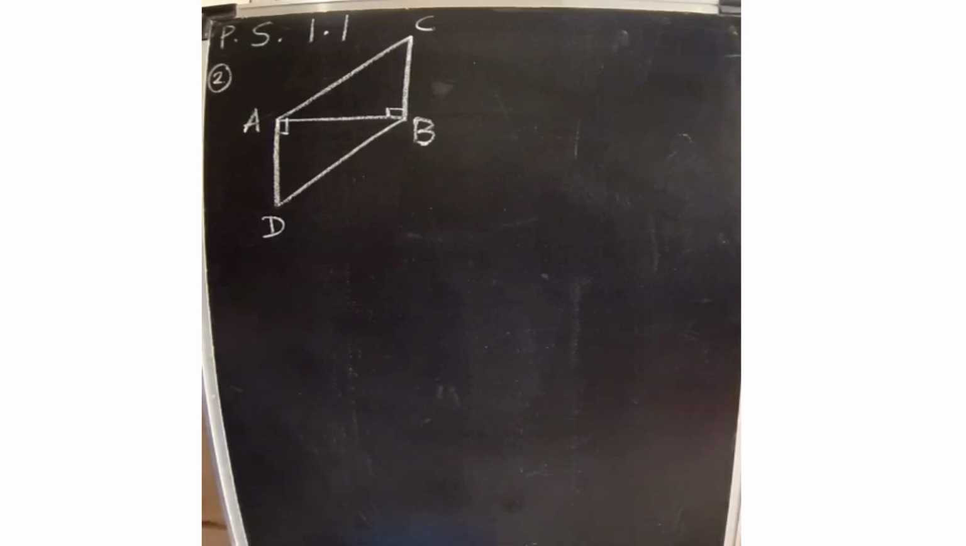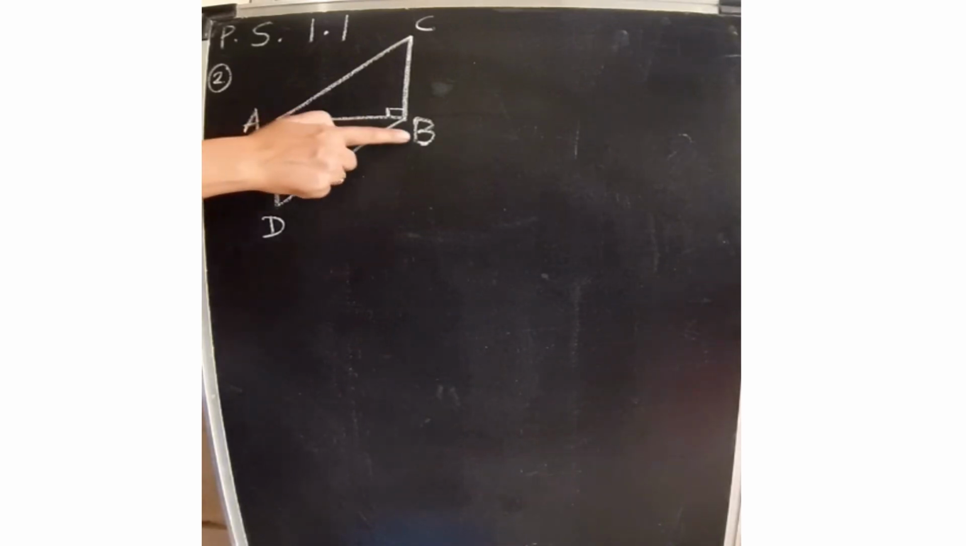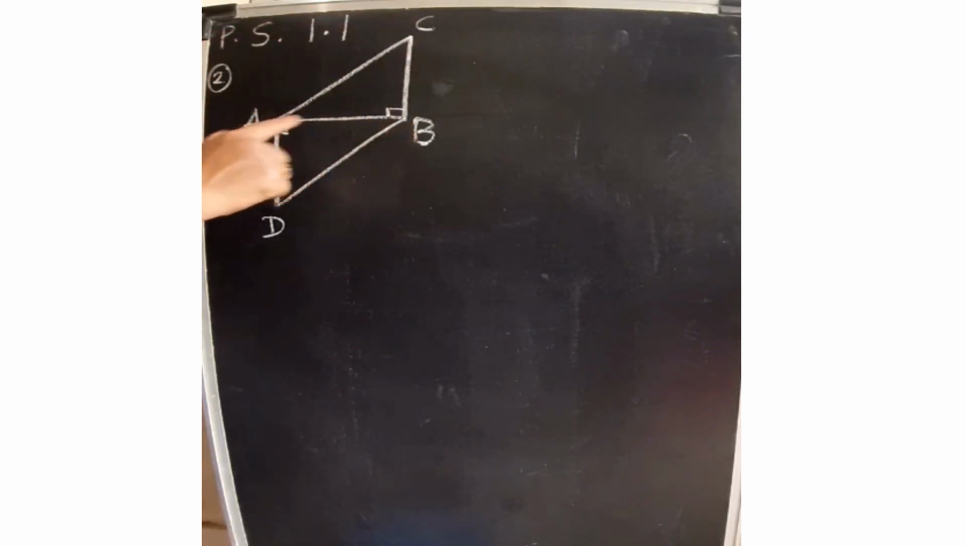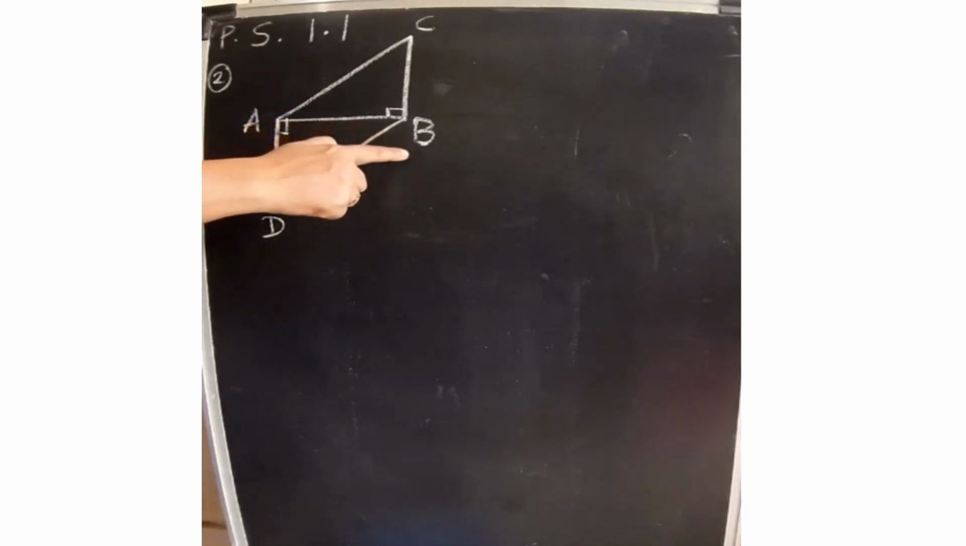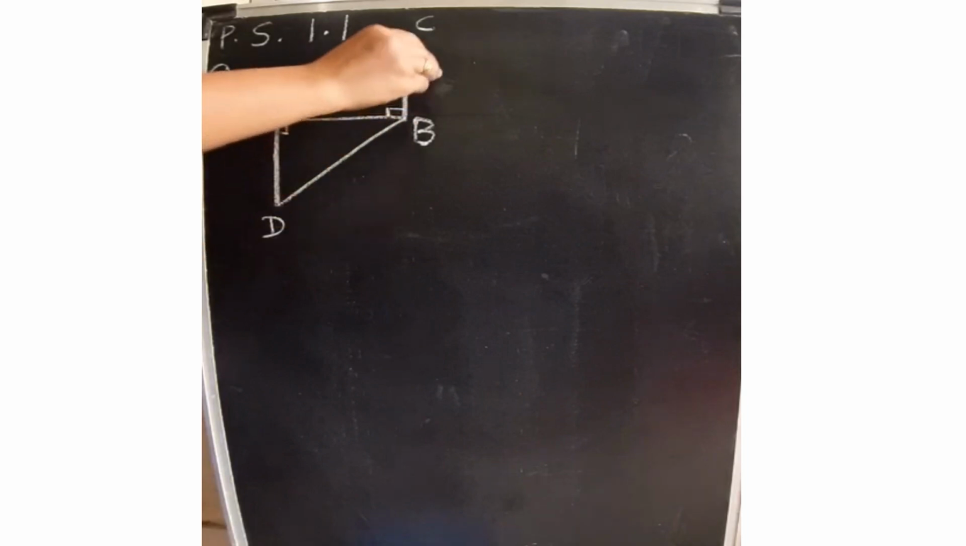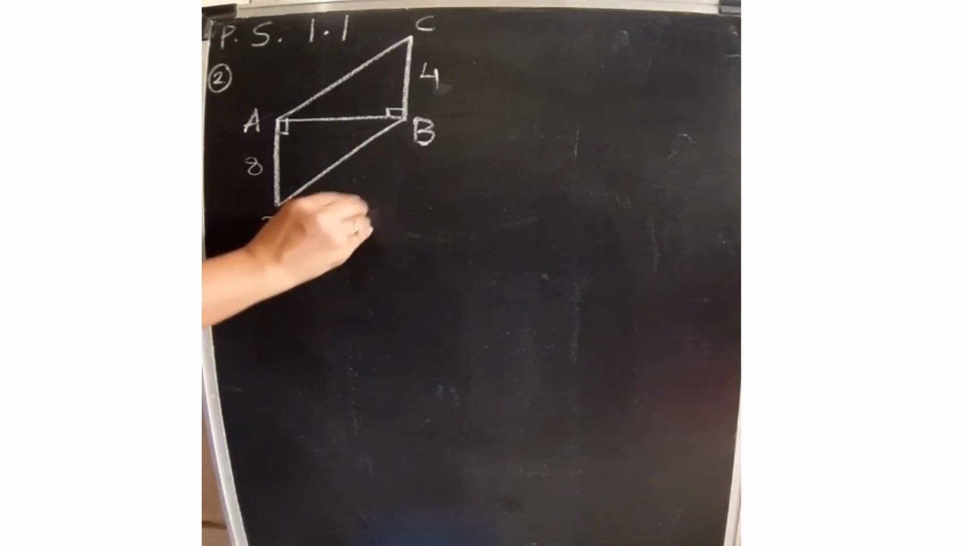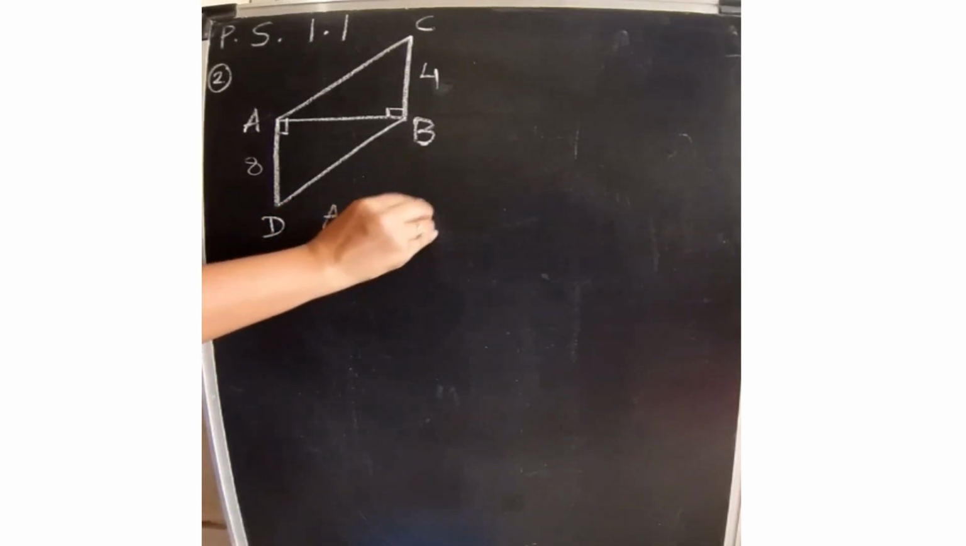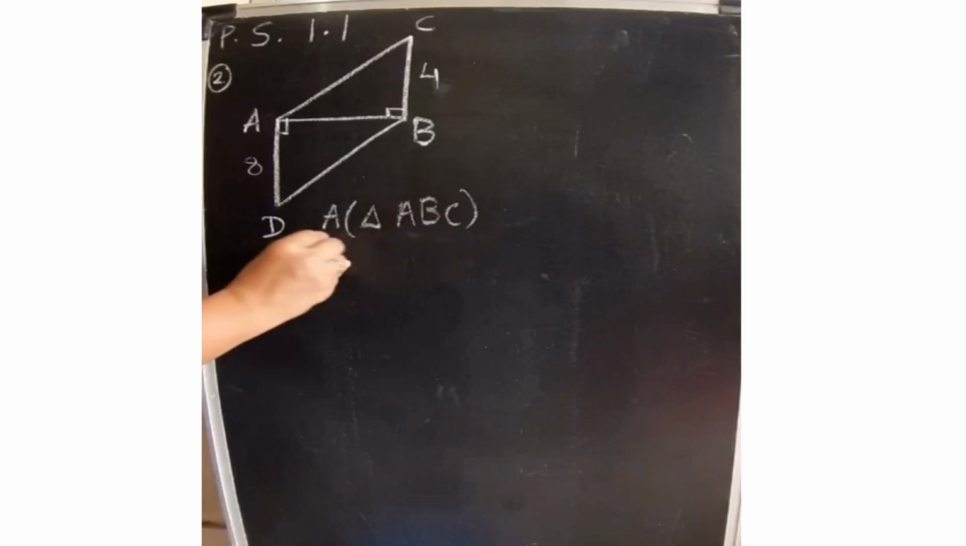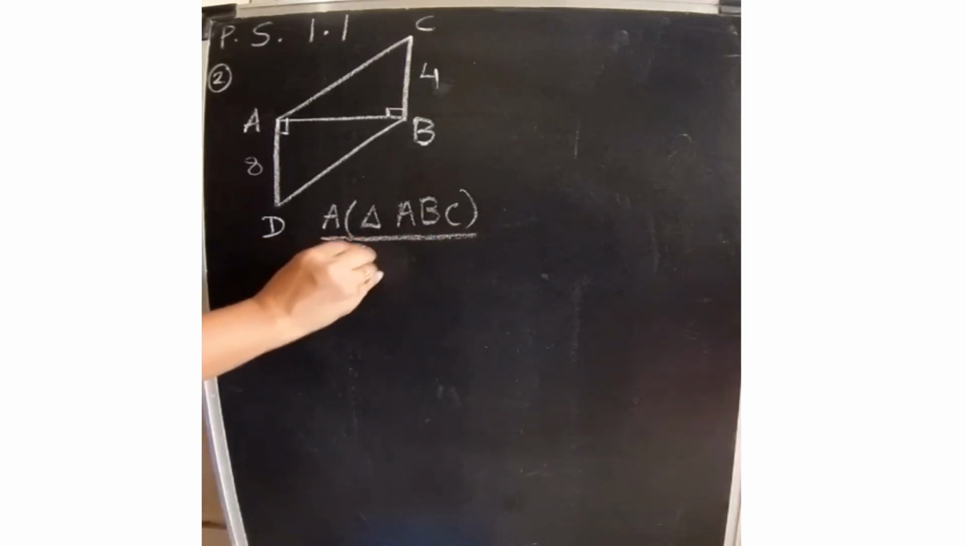Second problem. Here is the diagram. BC is perpendicular to AB and AD is perpendicular to AB, meaning AB is common for both the triangles. BC is given 4 and AD is given 8. The question is, find the area of triangle ABC upon area of triangle ADC.